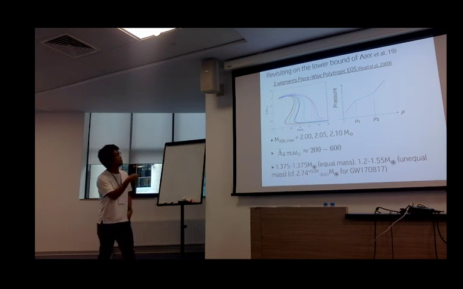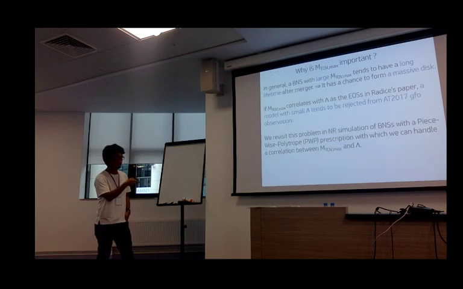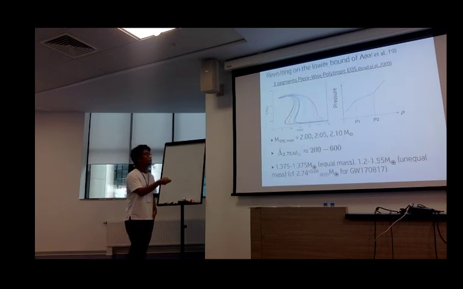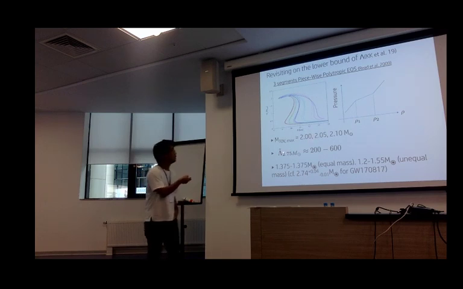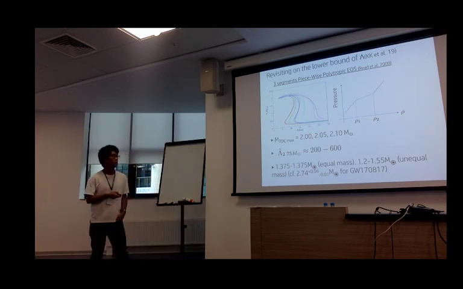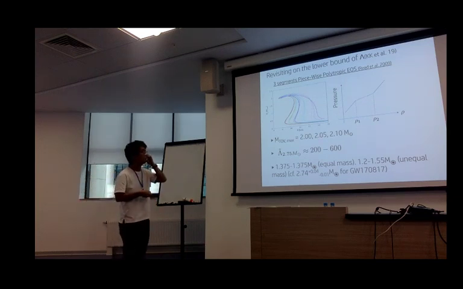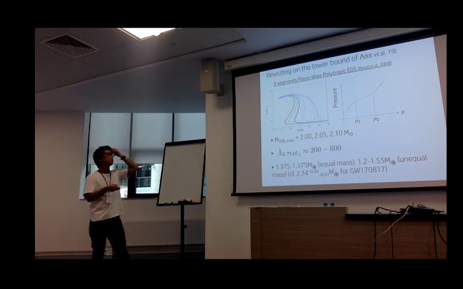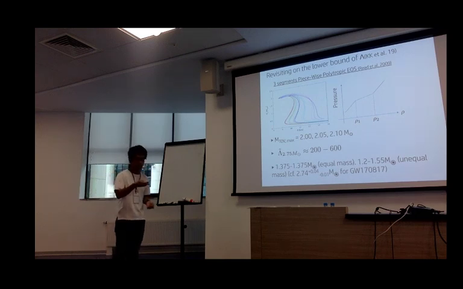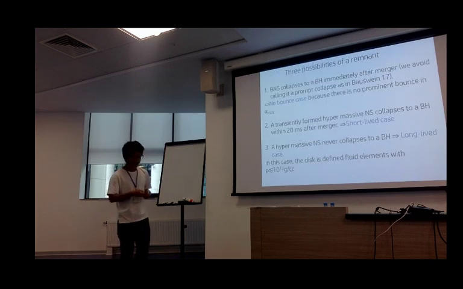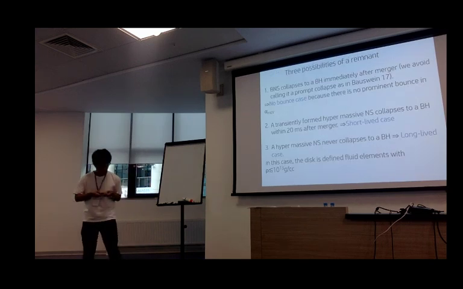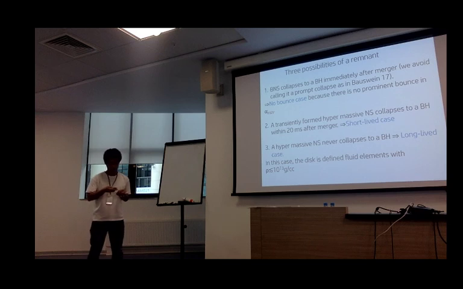Here is the mass-radius relation of our models. More specifically, we prepared three maximum masses, and the tidal deformability is in the range from 200 to 600. Because we know the mass of GW170817, we performed the simulation for the equal mass system and the unequal mass system. Before going to the details, let me explain the three possibilities of a remnant.